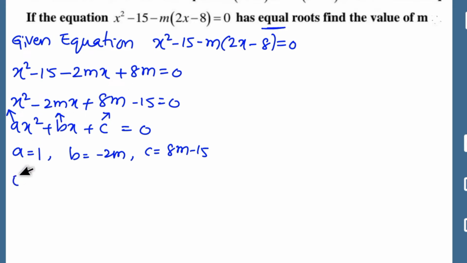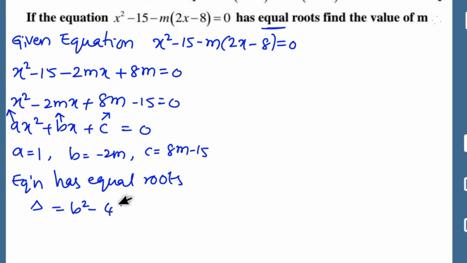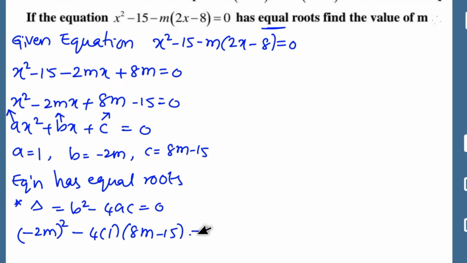So write here, the equation has equal roots. If the equation has equal roots, what is the condition? The discriminant delta, b square minus 4ac, equals 0. This is the condition. If the equation has equal roots, what is the condition? b square minus 4ac equals 0. So what is the b square value? Minus 2m whole square, minus 4 into the a value 1, c value 8m minus 15, equals 0.